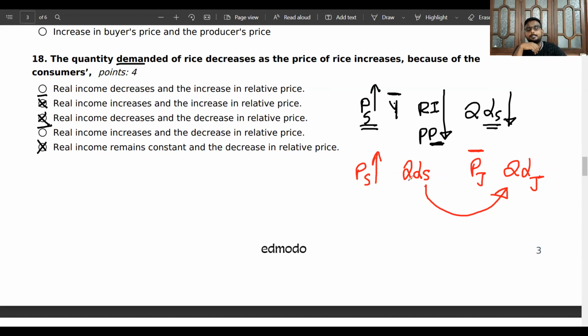As a result, people will leave this product and go and buy the substitute more. So this product's demand will drop while the substitute's demand will go up. So the answer for this question is: real income will drop, relative price will increase. Answer is the first one. Is that clear? I believe you guys are clear on that and have no doubts anymore. With that, I'm going to move on to the next question.